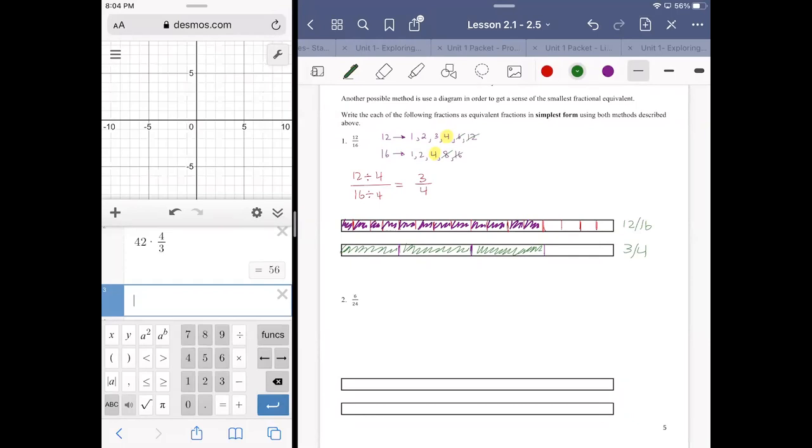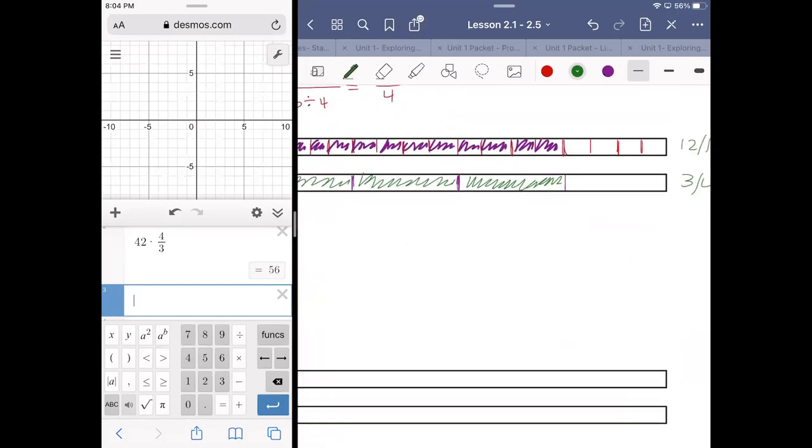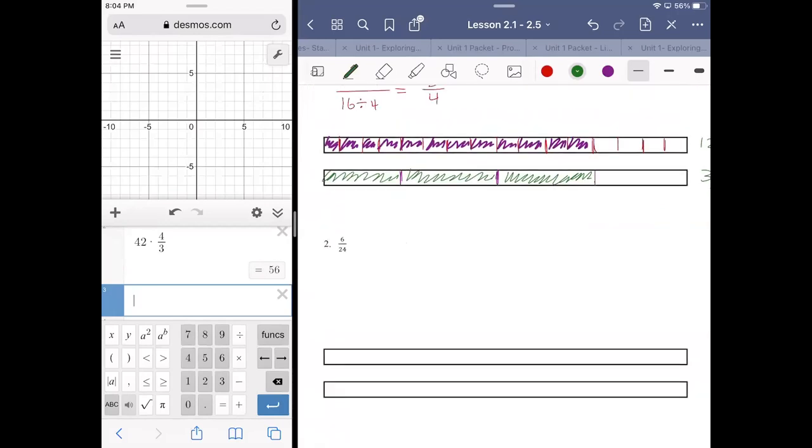The 6/24 is gonna amount to pretty much the same idea, except you have a lot more partitions that you have to create. So you slice it down the middle, slice it again, so now I have 4 intervals. Slice it again, so now I have 8 intervals. Then I have 16 intervals.